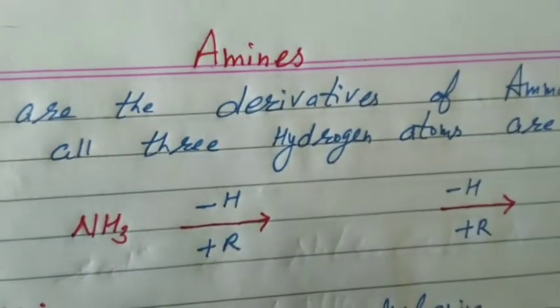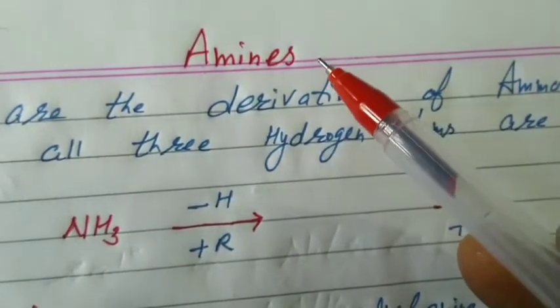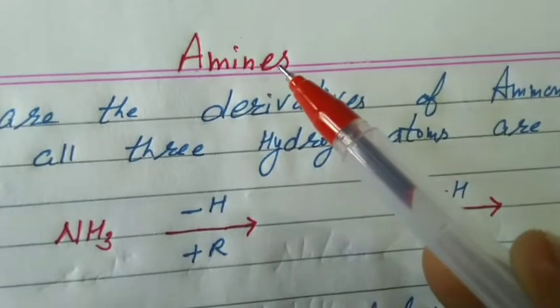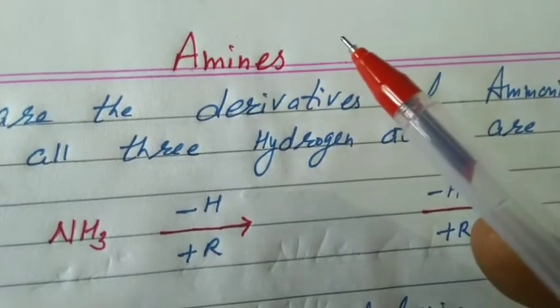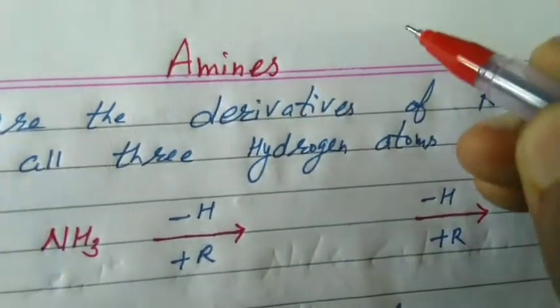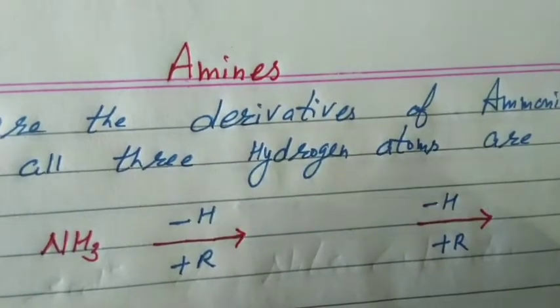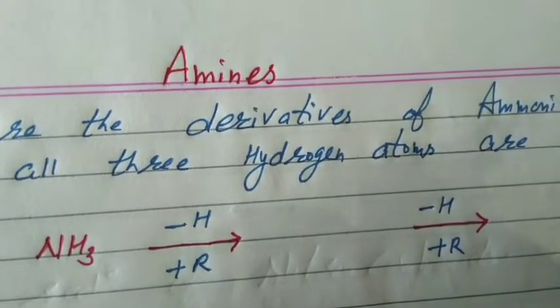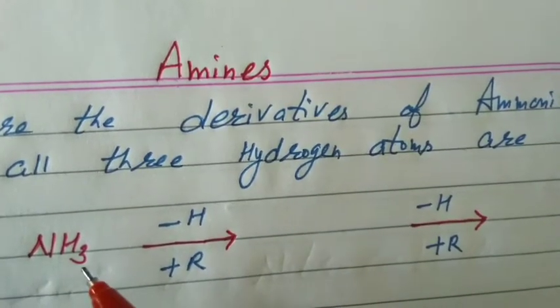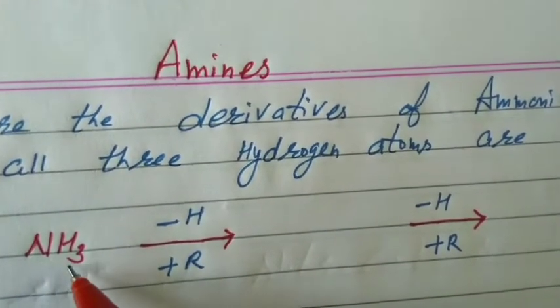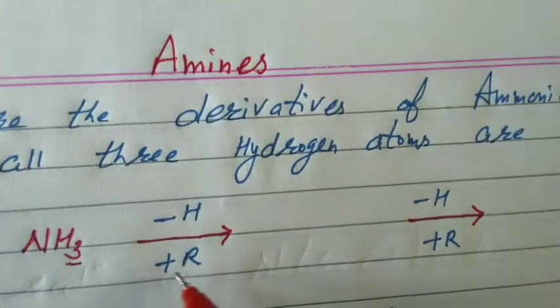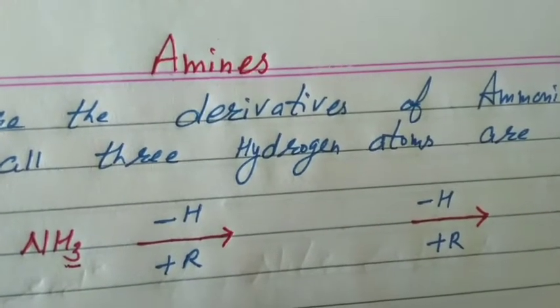Students, today we are going to start amines. Amines are derived from ammonia. The parent compound of amines is ammonia, NH3. Amines are the derivatives of ammonia, in which 1, 2 or all 3 hydrogen atoms are replaced by either alkyl group or aryl group.